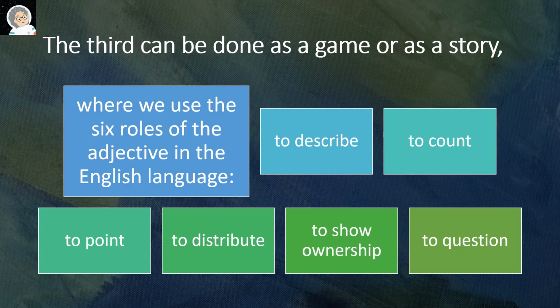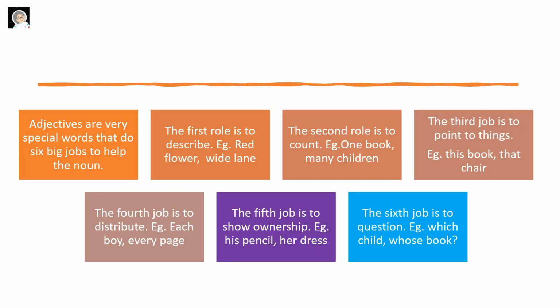The third can be done as a game or as a story, where we use the 6 roles of the adjective in the English language: to describe, to count, to point, to distribute, to show ownership, and to question. Adjectives are very special words that do 6 big jobs to help the noun. The first role is to describe, that is red flower, wide lane. The second role is to count, example, 1 book, many children.